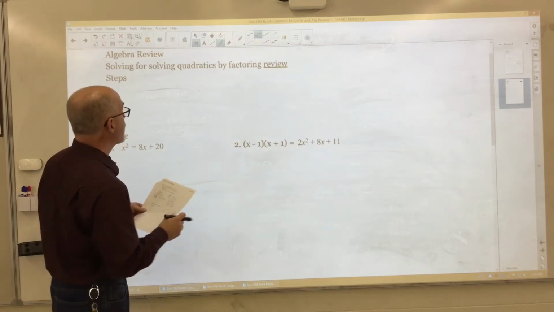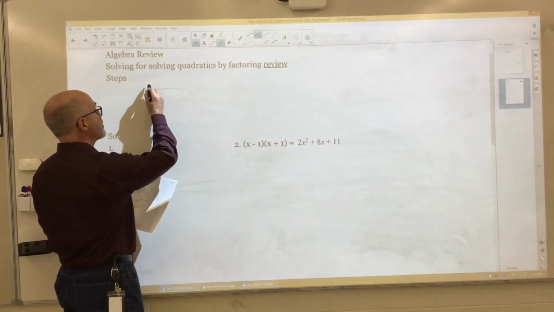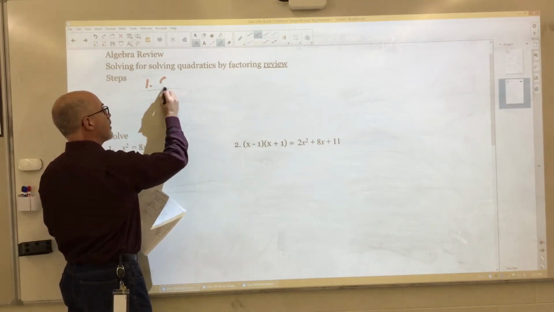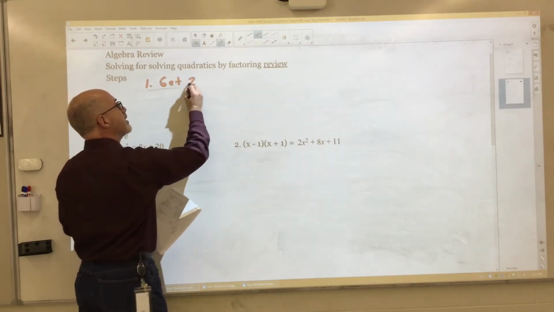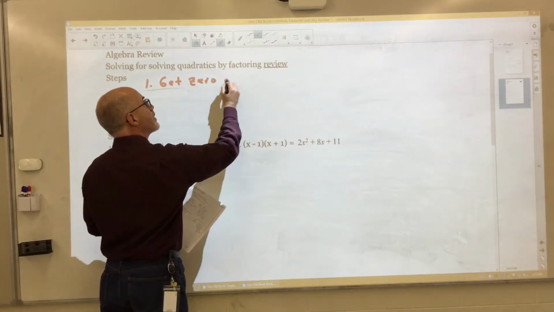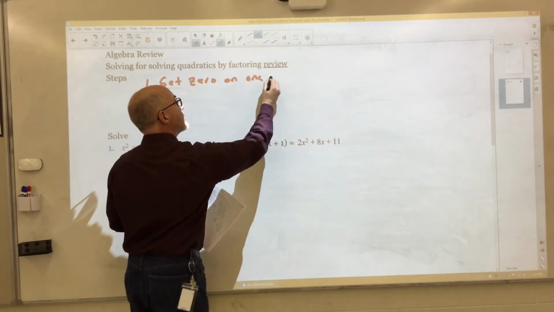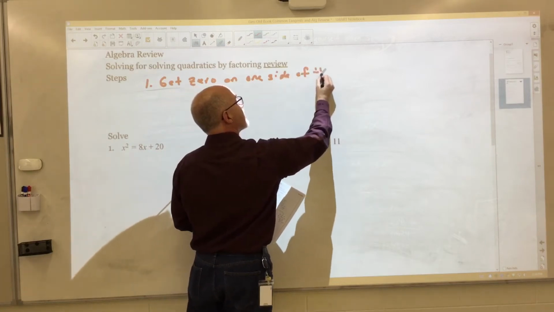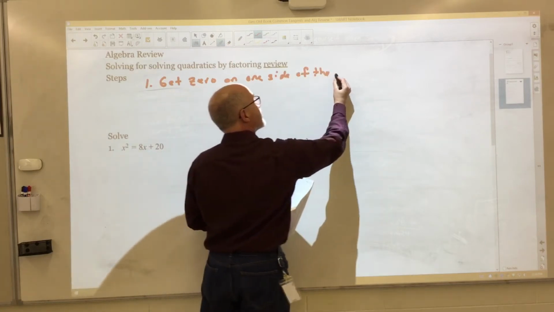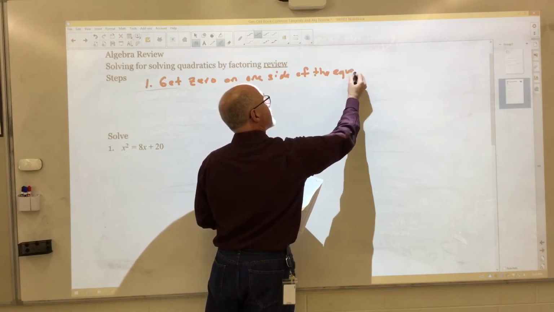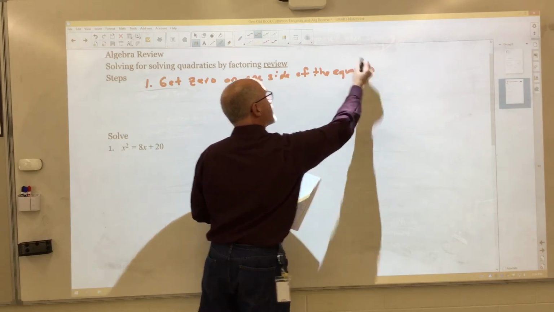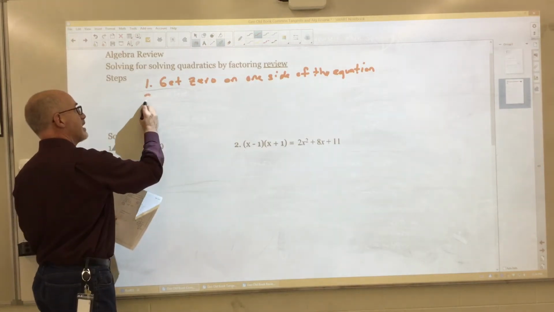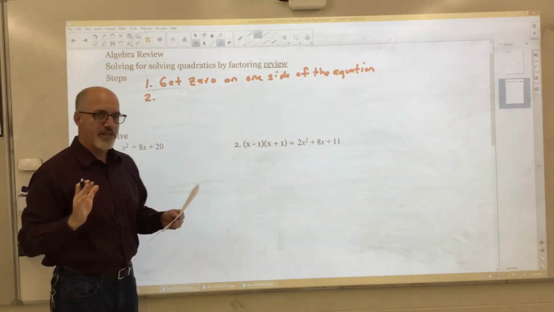So the steps we want to use for factoring these, the first step you want to use is you want to get 0 on one side. So we get 0 on one side of the equation. The next step is what you want to do is factor it.